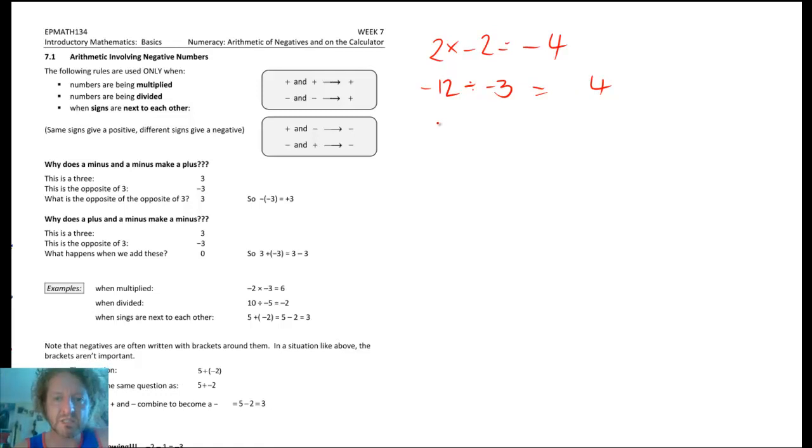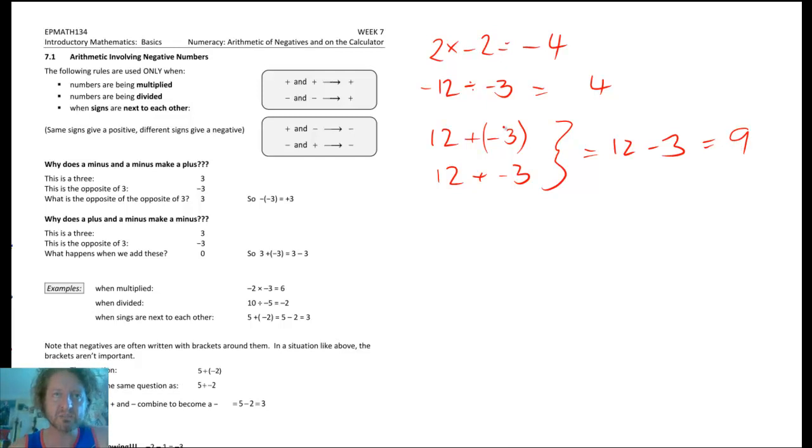The other, when signs are next to each other, is like the situation 12 plus a -3. Now notice sometimes there's brackets around it, sometimes there's not. I'm basically saying exactly what's here. If there's brackets or not, it's the same question. 12 plus -3, it says when signs are next to each other, a plus and a minus become a minus. So both of them become 12 minus 3, which is 9. So if you've got a plus next to a minus, it becomes a minus. A plus next to a plus, we know is still plus. A minus next to a minus becomes a plus. So they're fairly simple rules.